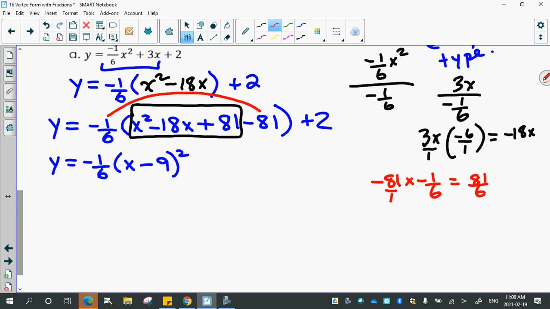Does that reduce? I don't think 6 goes, I think 3 goes into both of them. Yeah. So I can divide top and bottom by 3 to reduce it. And that's going to give me 27 over 2. So this red add 27 over 2 comes from multiplying the negative 81 by the negative 1/6.